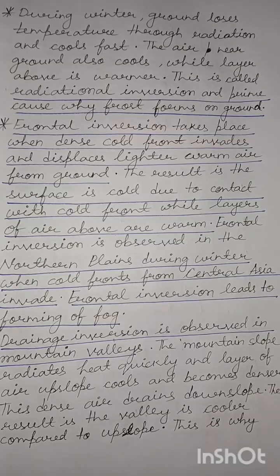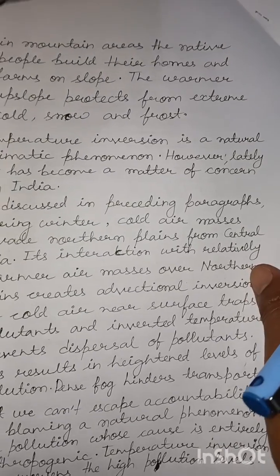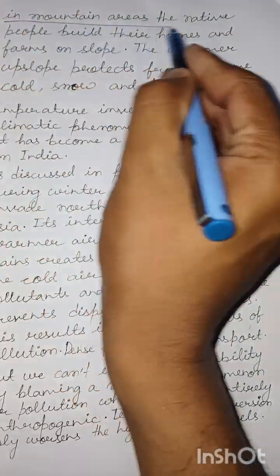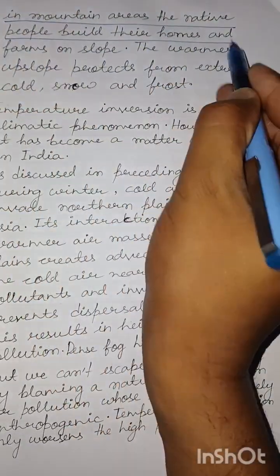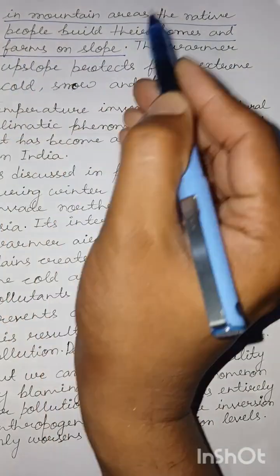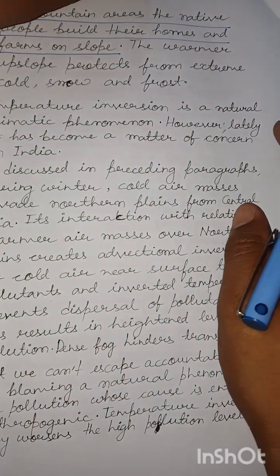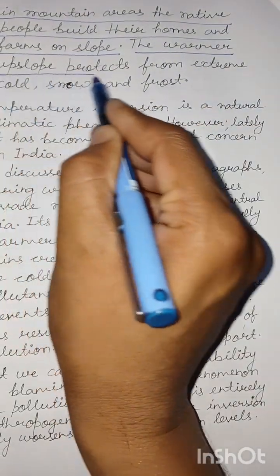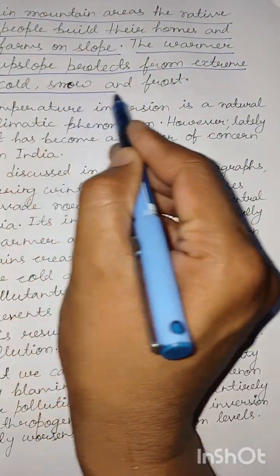This is why, again, pay attention. This is due to drainage inversion that in the mountain areas, the native people build their homes. If anyone asks why in the mountain areas the native people build their homes and farms on the upslope, this is to take advantage of the warmer upslope, which protects from extreme cold, snow and frost.